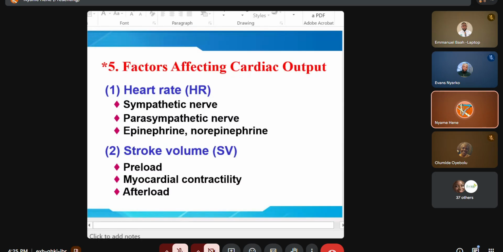Then factors affecting cardiac output: the heart rate too. That one is with the sympathetic and the parasympathetic nervous system, and those ones are about hormones. When we talk about the sympathetic nervous system, we are talking about the fight and flight mode, the protective mechanism of the body when there is an issue.